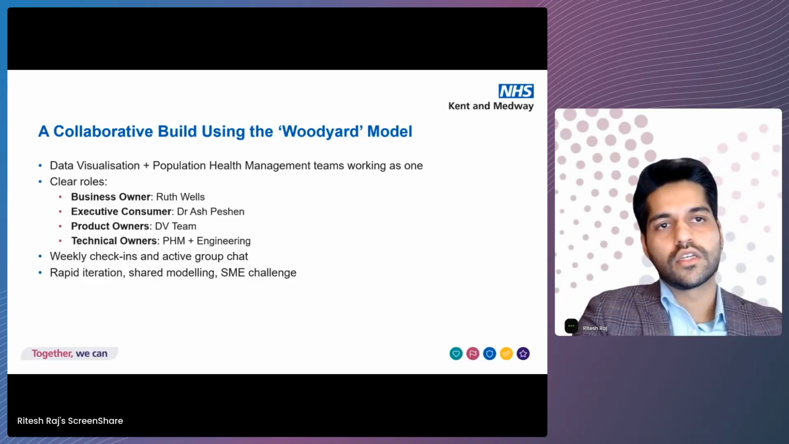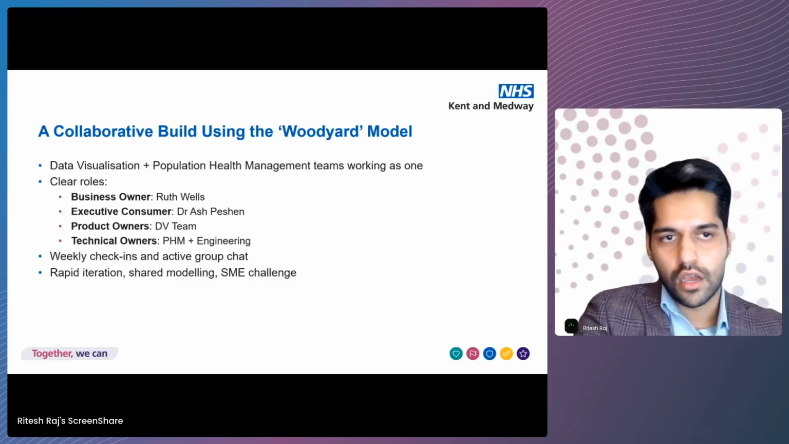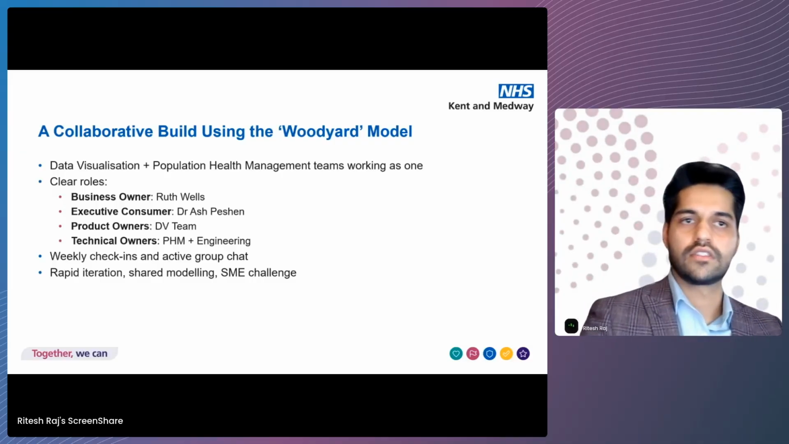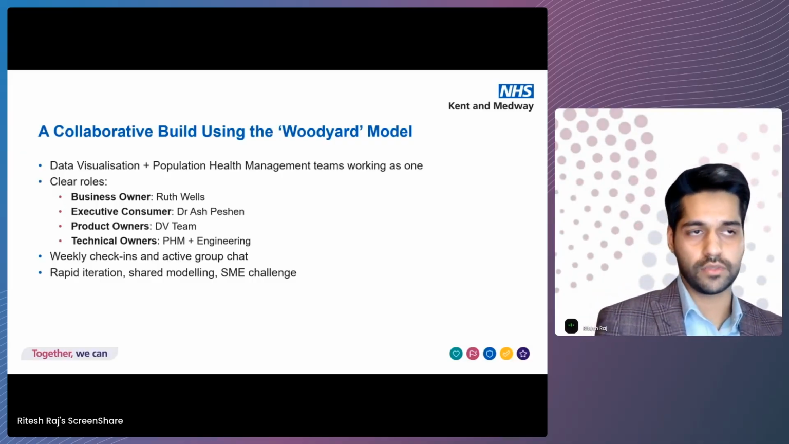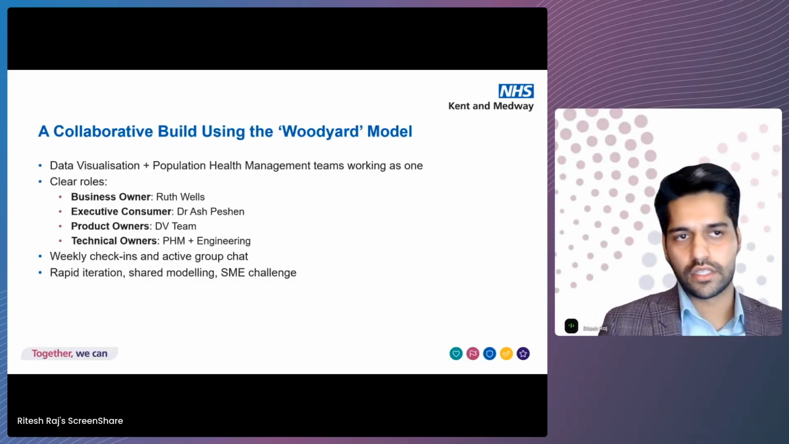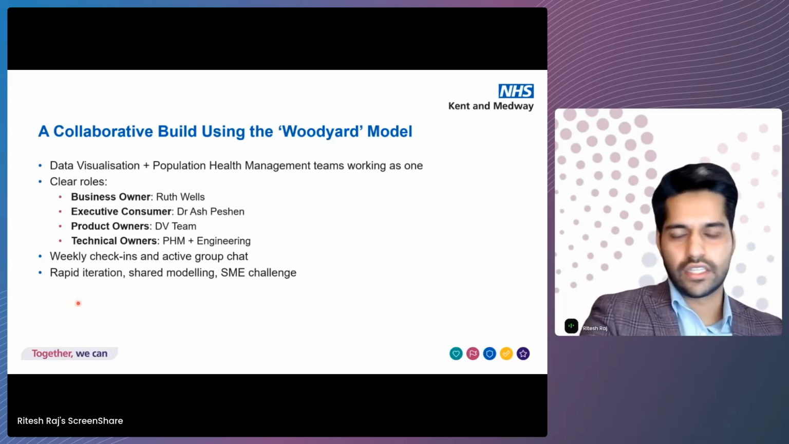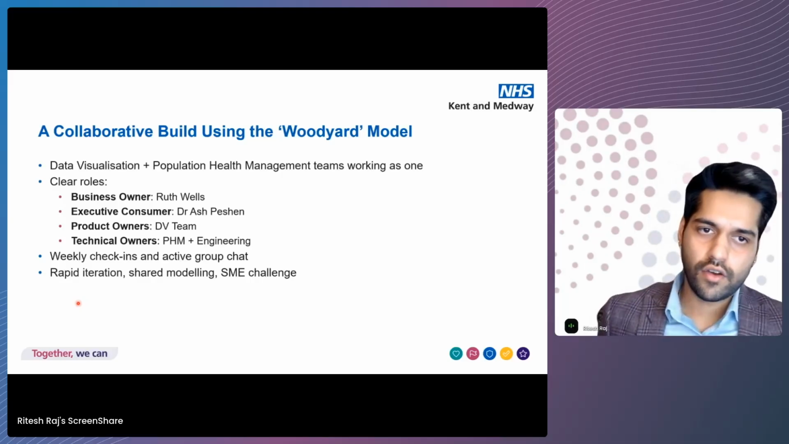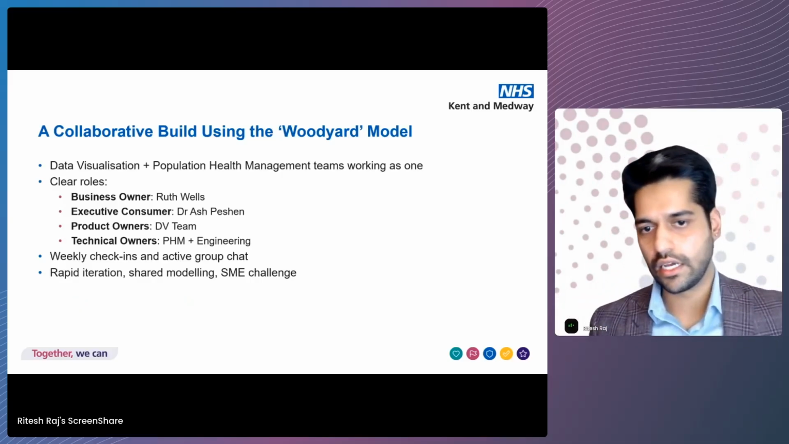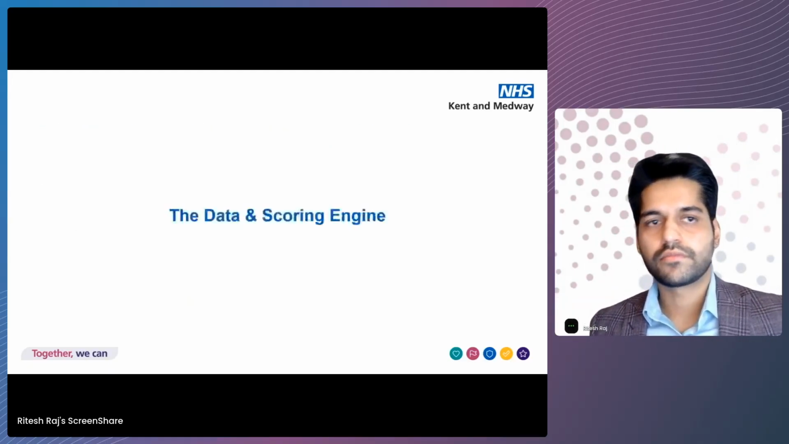So the Woodyard model works in collaboration and does not work in terms of downstreaming work by passing on from one step to the other. So there were clear roles. There were data visualizations, the population health management team, and clinical leads. We had product owners, technical owners, all of them doing their bit, and that helped us keep on track. And we had weekly check-ins, active group chats in the background, rapid iterations, and just not chasing perfection, but chasing the right insight and the golden truth that can be shared.